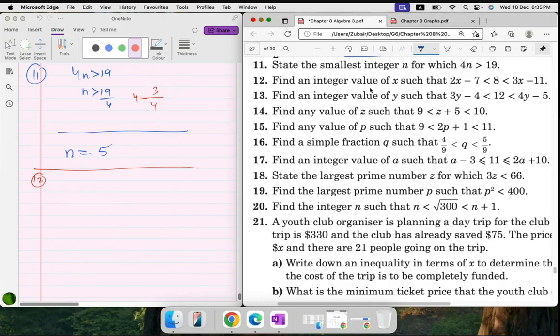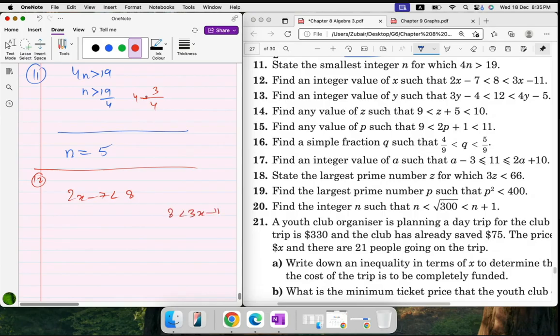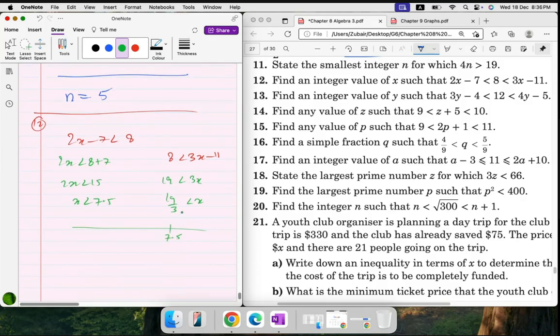Number 12 says find an integer value of x such that 2x minus 7 is less than 8, and on the other side 8 is less than 3x minus 11. 2x is less than 8 plus 7, 2x is less than 15, x is less than 7.5. 11 comes on this side, that's 19 less than 3x, and 19 by 3 is greater than x. We know that 3 sixes are 18, so I would just write 6 whole 1 by 3. So more than 6 and less than 7.5.